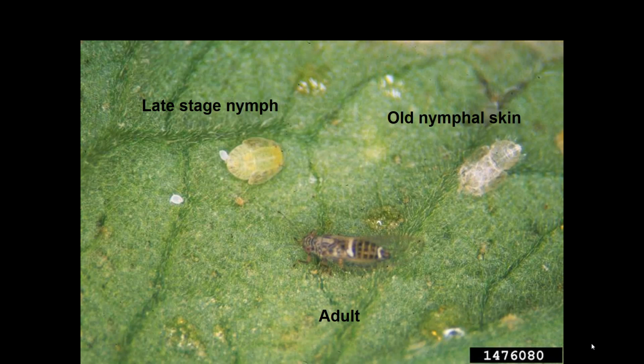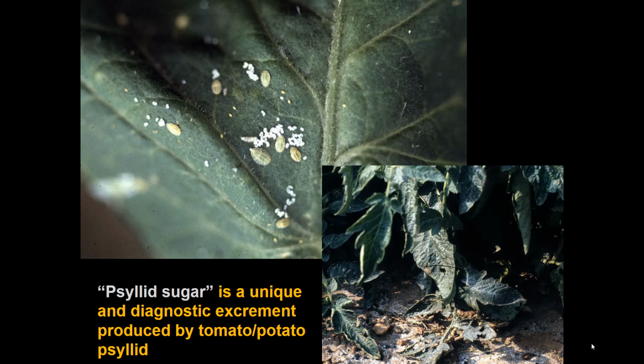And one of the things I want you to notice is the late stage nymph here, and there's a little bit of white material coming out the hind end, and there's also another piece of it a little to the left of that. This is the excrement this insect produces. It's called psyllid sugar, and I don't know of another insect that produces this kind of material that's associated with fruits and vegetables around here. It's about the consistency of granulated salt or sugar, and it is a kind of wax-coated sugary pellet.